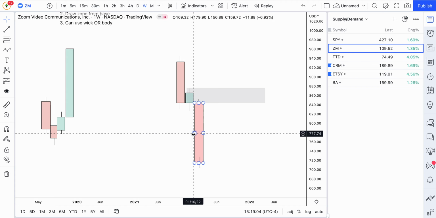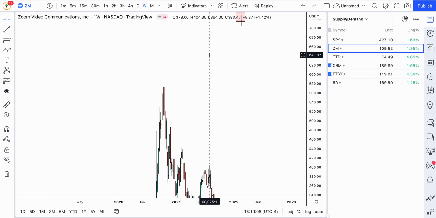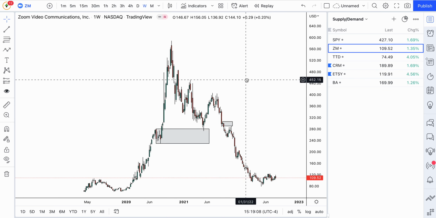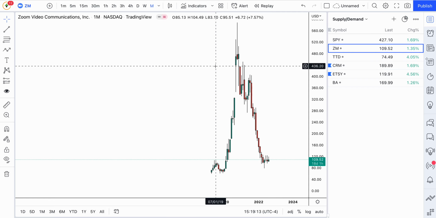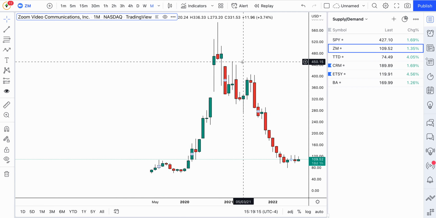We're going to look at some real examples right now. The first one actually being on Zoom. So right now I have the weekly chart pulled up. You can see here, I can even look at the monthly if I wanted to. Actually, yeah, why don't we look at the monthly?